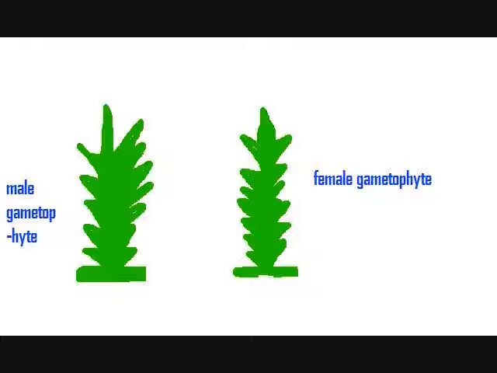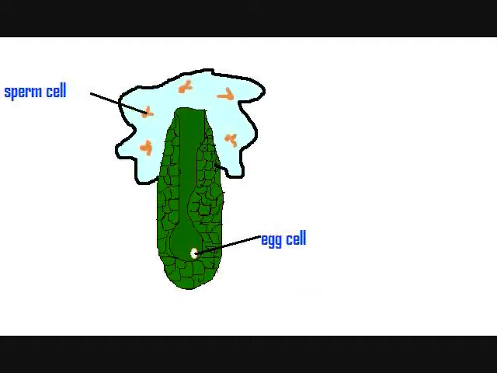Mosses can reproduce sexually only when standing water is present. This is one of the reasons why mosses are typically found in moist environments. Sperm cells require water for transport to egg cells. Once in the vicinity of an egg, a sperm cell swims to the egg and fertilizes the egg by fusing with it. The fusion produces a diploid zygote, the first cell of the next generation, called the sporophyte generation.